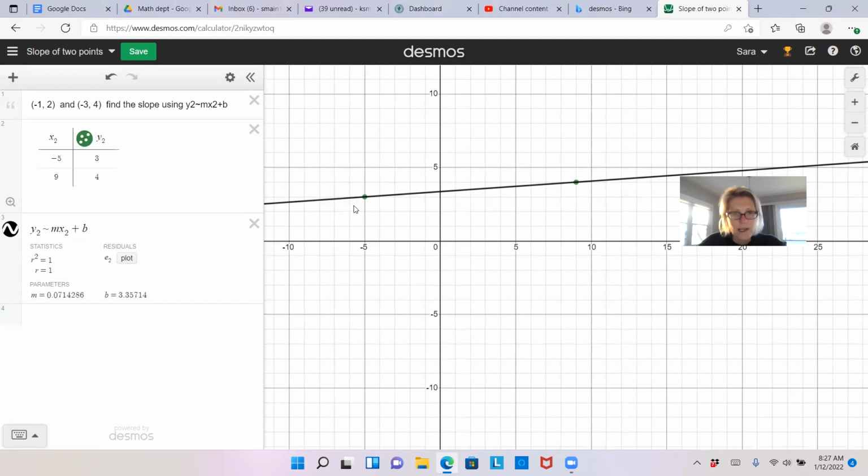So you can see that this time our graph is going upward. It's a positive slope. And you can see that M says 0.07, but we actually got a fraction. So let's put the fraction that we had gotten on our paper. We had gotten 1/14, and it does simplify to the same decimal that Desmos came up with. So Desmos will always give you the decimal answer so you can check your work that way.